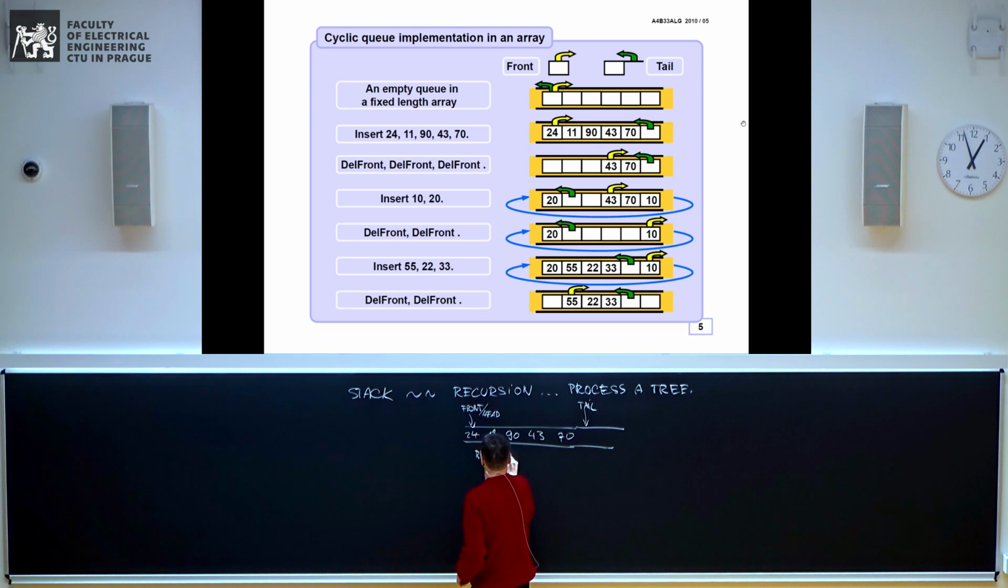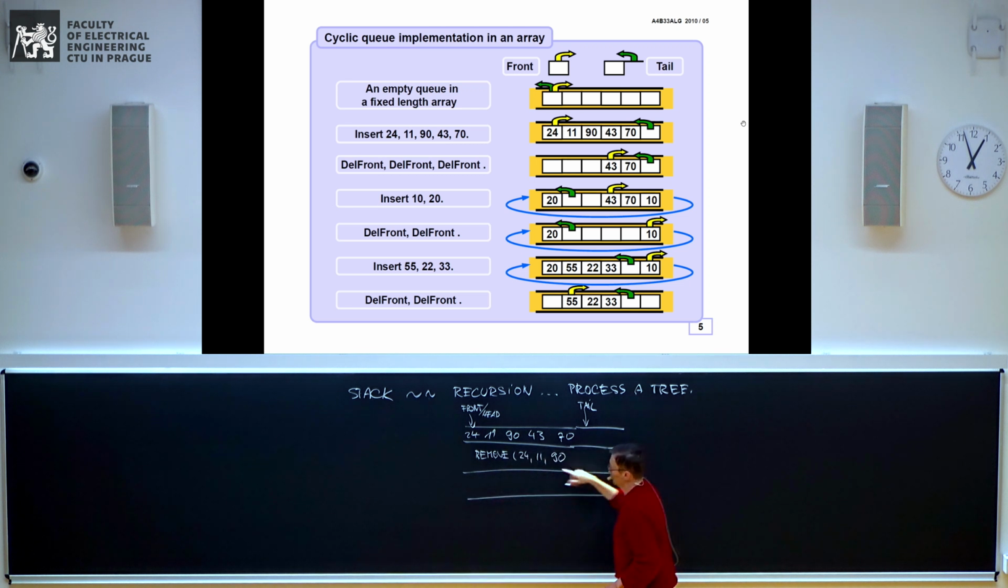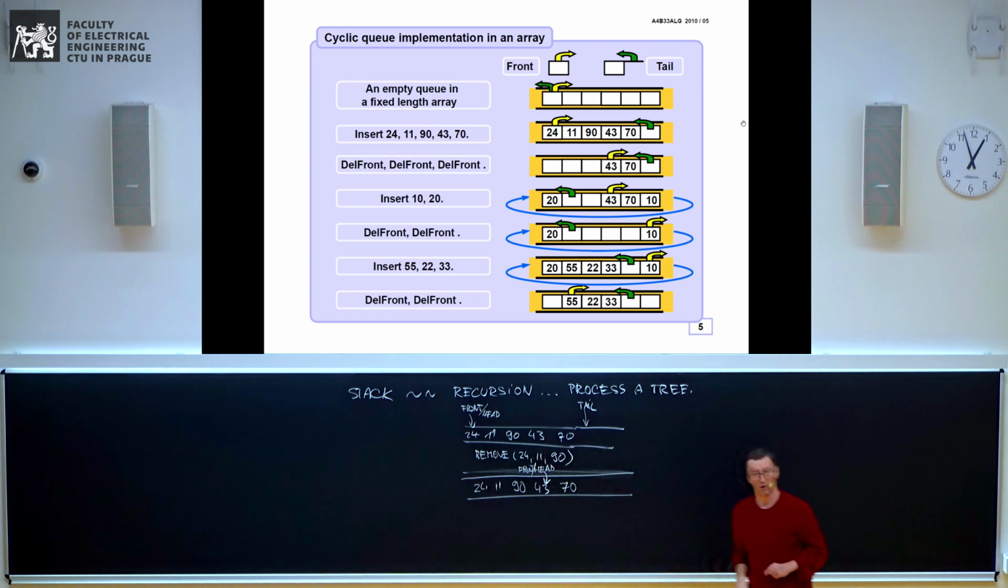remove 24, 11, 90. So what happens is that you do not touch those values at all whatsoever. They stay in your queue as they were there before. The 43, 70, you only move, and nothing else. You just move your head, front, head is now pointing here.